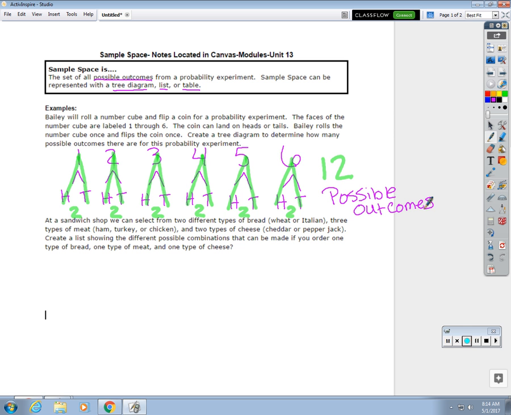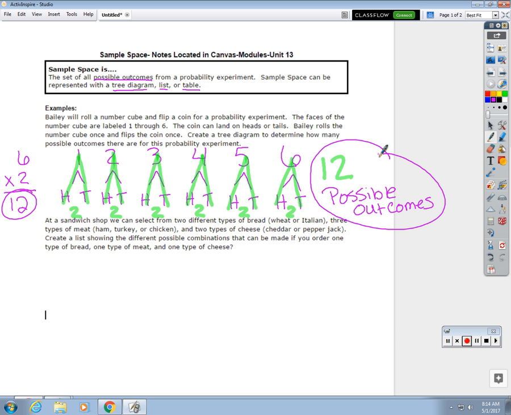The other cool thing we can do that's even quicker without creating a tree diagram is we know that the number cube has 6 possible sides, and we know that the coin has 2 possible sides. So we can multiply those 2 things together to find our total possible outcomes. But it asked us to create a tree diagram, so we did that as well.